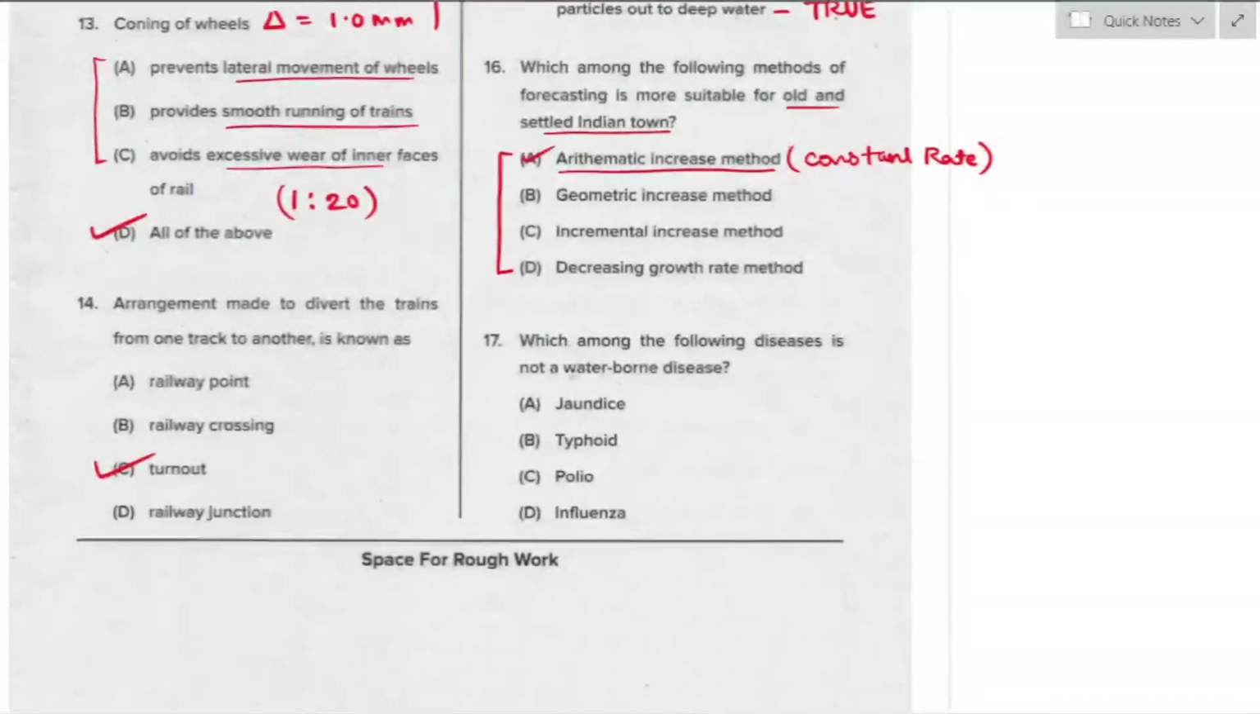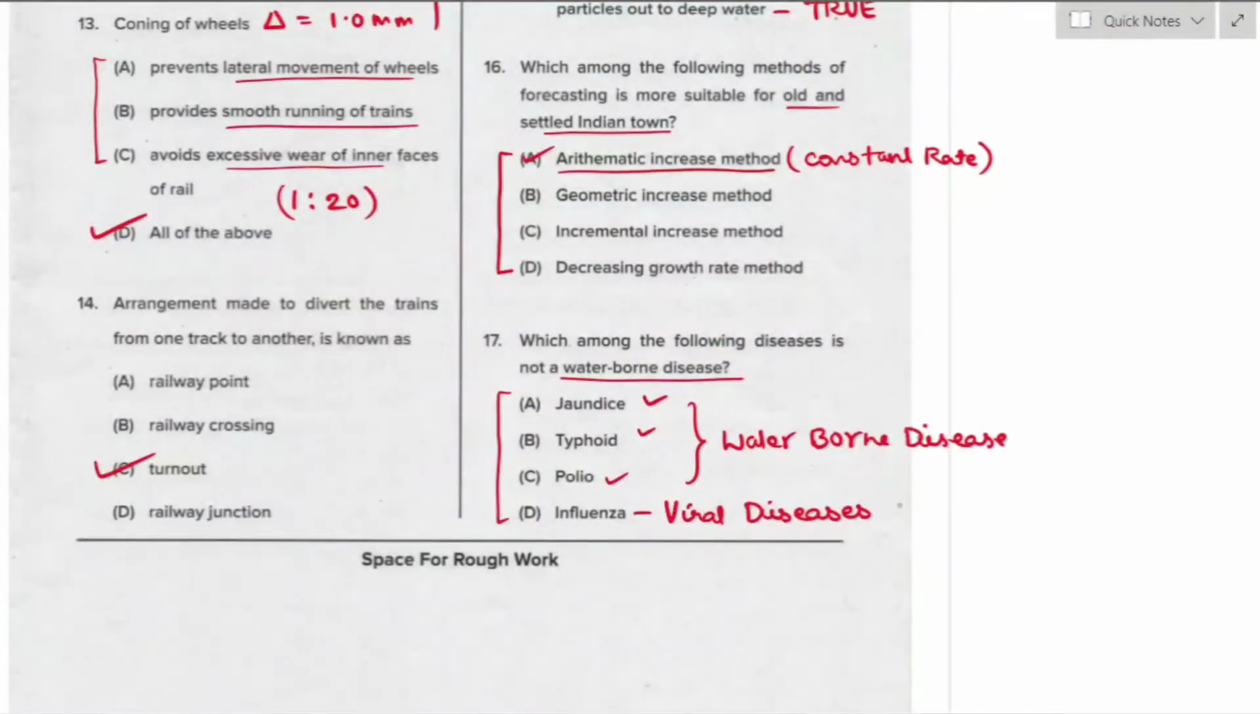Question number 17. Which among the following disease is not a waterborne diseases? Waterborne diseases are caused by microorganisms in untreated or contaminated water. So among these options, jaundice, typhoid, polio, all these are waterborne diseases, but influenza is a viral disease. So the correct answer is option D, influenza.